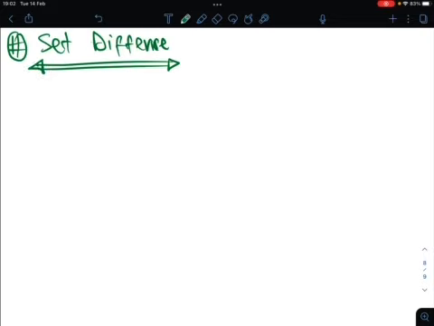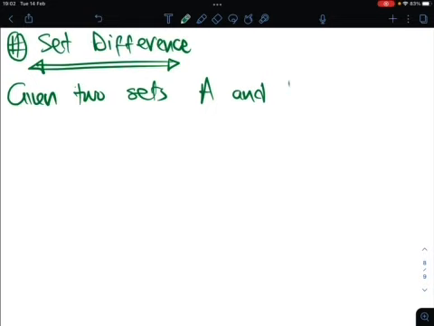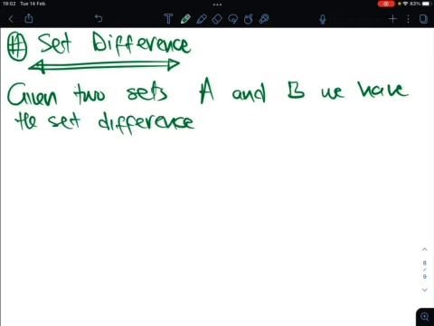So it's more like the subtraction of sets, but it's not necessarily subtraction. So it's called the set difference, and we are going to see how it works. You see that? So given two sets, A and B, we have the set difference, denoted as A minus B, or A over B, like that.